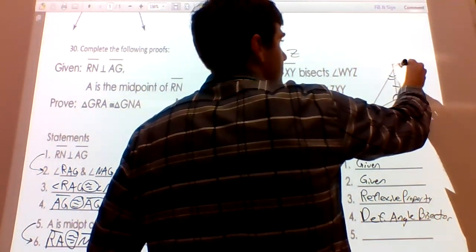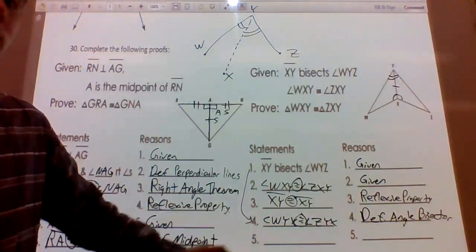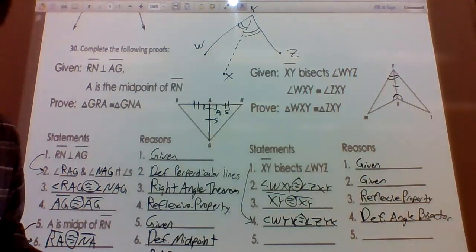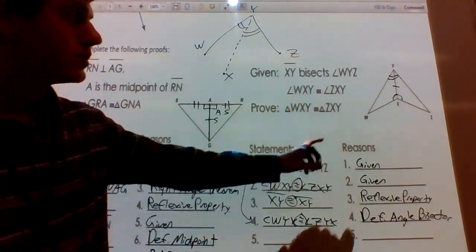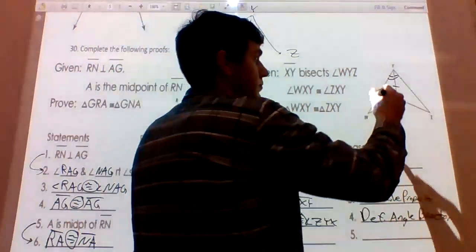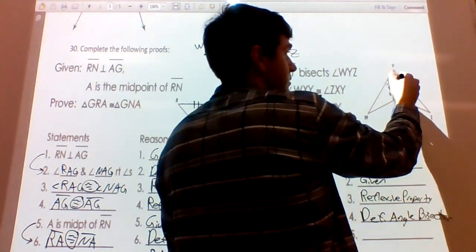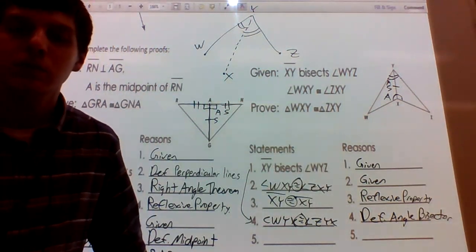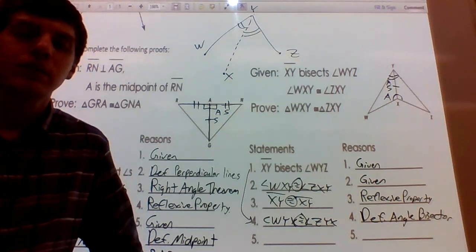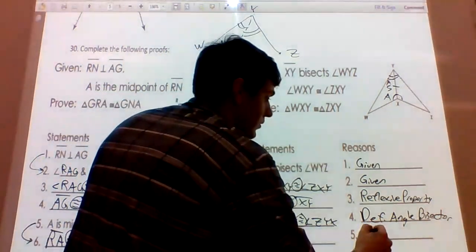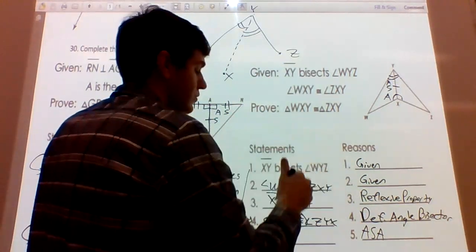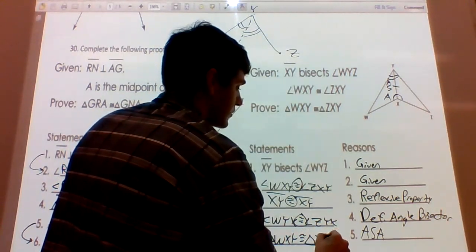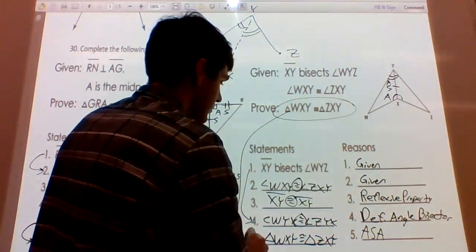So this piece is congruent to this piece, and we now have 1, 2, 3 corresponding parts that are congruent. So we can try and prove the triangles congruent now. Is this an angle or a side? That is an angle. Is this an angle or a side? That is a side. Is this an angle or a side? That is an angle. So we have 2 corresponding angles that are congruent, and the included side, the side between the 2 angles. So therefore, by angle, side, angle, we can conclude that triangle WXY is congruent to triangle ZXY, which is what we were trying to prove.